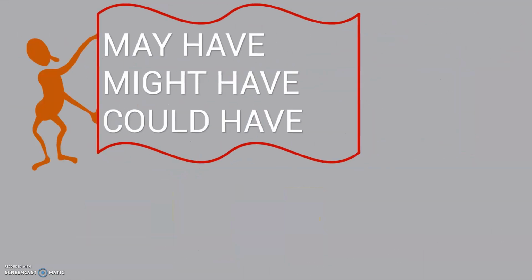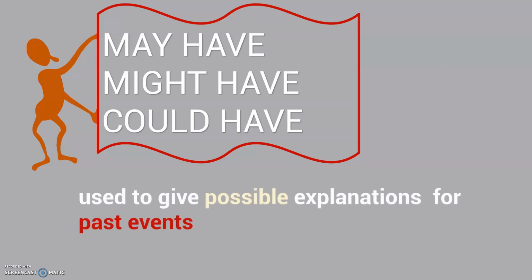We're gonna divide the modals in two sessions. We're gonna start with may, might, and could, and we're gonna use it like this. These modals are used to give possible explanations for past events. So remember that they are in the past, not the present, not the future, the past. And these three modals in the past act in the same way. May, might, and could have the same use. So we're gonna see right here.